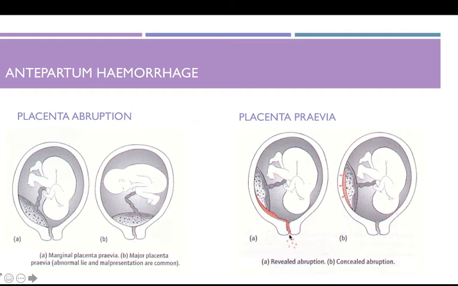This is placental abruption. So A, you have a revealed abruption because the blood is escaping, and so you'll see a hemorrhage. Then you've got concealed abruptions, and this is where the blood is collecting in the myometrium, and you get a woody, hard, tense, painful uterus.